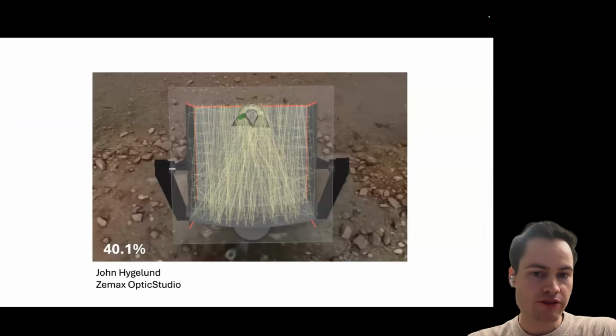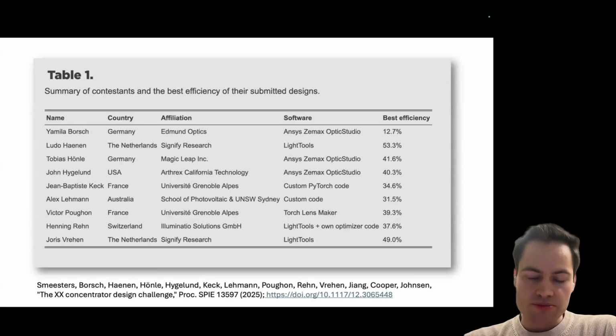I also want to briefly show another interesting submission that we had from John Huggelin. He used CODE V Optics Studio, and he also did a primary that partially images this X-shaped sun. And then he did this light pipe thing and put the receiver inside the light pipe to get light onto it from both sides. In total, we got these submissions.